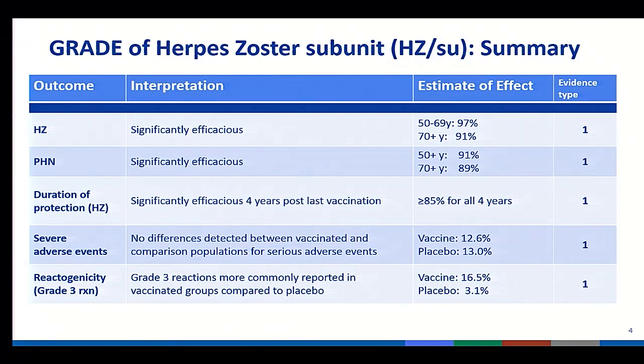So this is a summary of the grading of the evidence for herpes zoster subunit vaccine that was presented to ACIP in February. In brief, the vaccine was significantly efficacious in preventing both herpes zoster and PHN. The estimates for vaccine efficacy against herpes zoster were 97% for individuals 50 to 69-year-old and 91% for those 70 and older. The estimates for vaccine efficacy against PHN were 91% for those 50 and older and 89% for those 70 and older. The protection against herpes zoster was at least 85% in the 4 years studied.